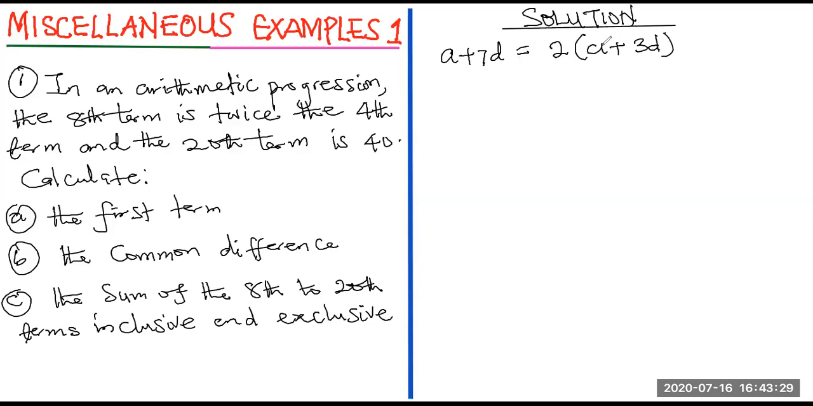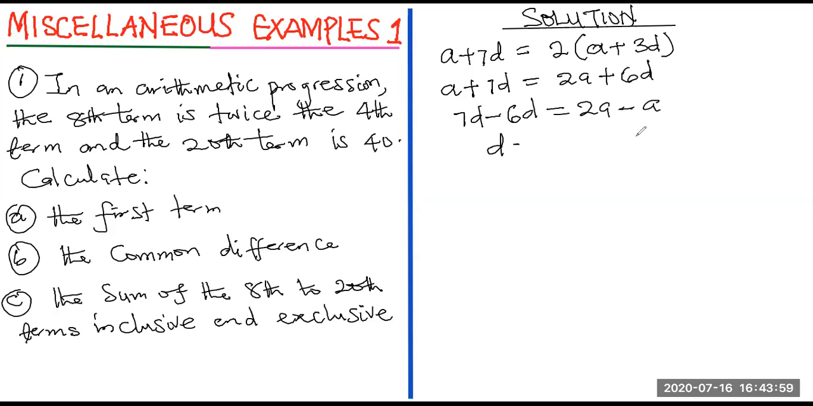What do we do? Instead of leaving it like this, according to equation 1, let's simplify to the lowest form because we have A and D on both sides of the equation. So we have A plus 7D equals 2A plus 2 times 3D, which gives 6D. If we collect like terms, we have 7D on the left minus 6D, if 6D crosses over, equals 2A on the right minus A, if A crosses over. We are going to have D equals A. I'll call this equation 1.